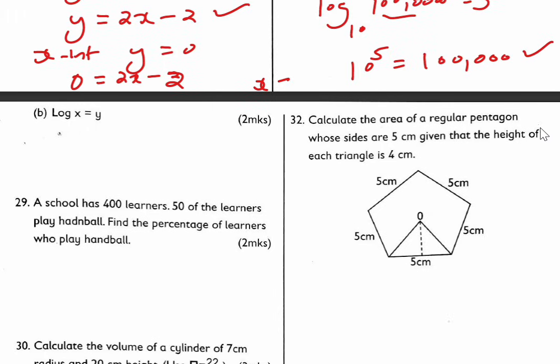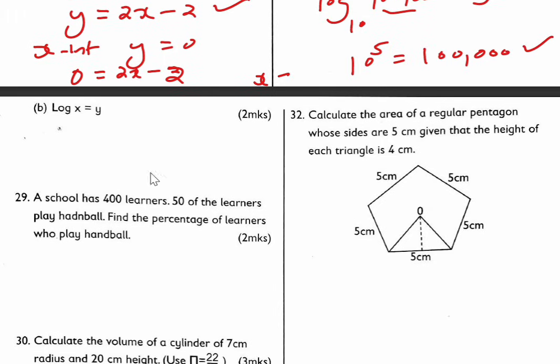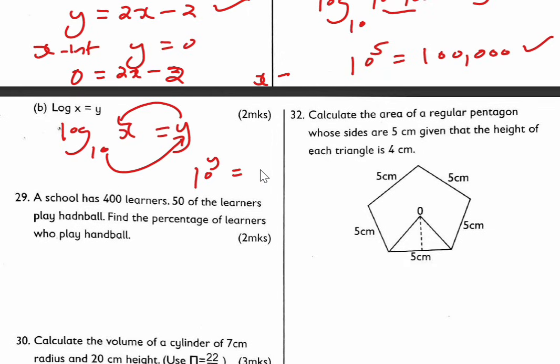What about part B? Log x is equal to y. Remember the base is 10. Again, we're going to use that easy formula. 10 raised to y is equal to x. So that is how we can change logarithms into index notation.